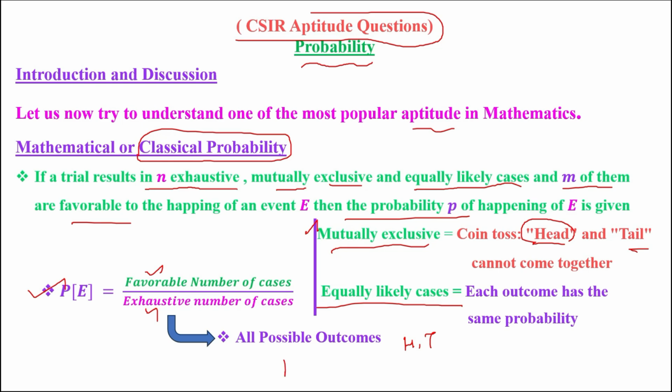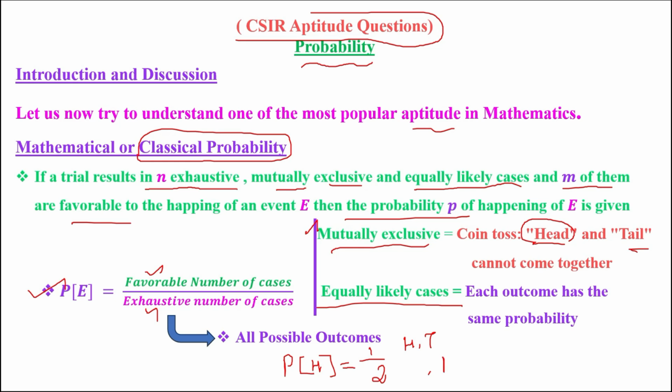So what is the probability of head? What's the formula? Favorable number of cases means our expectation. Our expectation is head. How many heads will be there? Only one head. One divided by the total number of possibilities, head and tail, that means 2. So the probability of head is equal to 1 by 2.